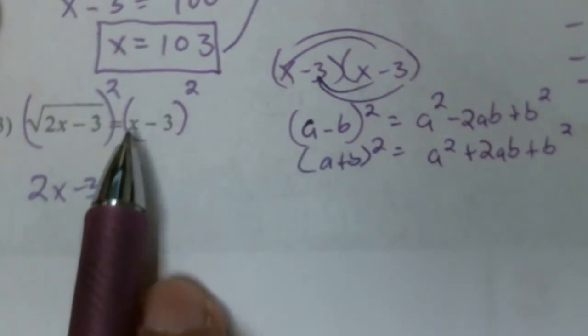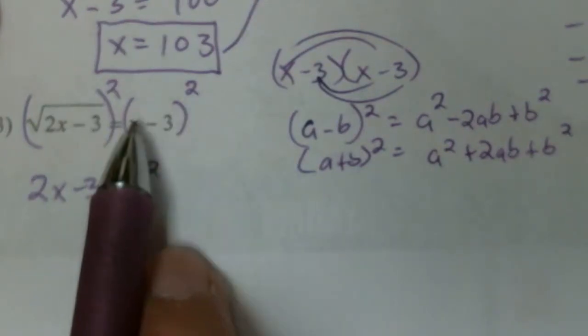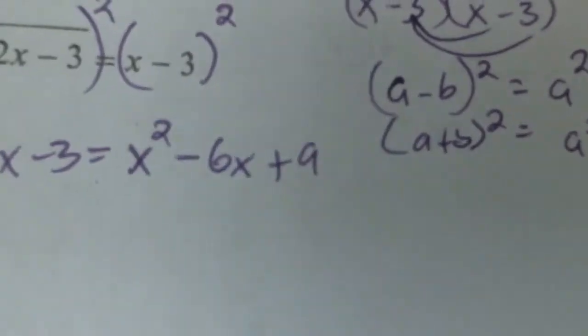All right, so what do we do with that guy? That's my a and that's my b. I square the first term. I multiply a times b. Negative 3 times x is negative 3x. I double that, so that's minus 6x. And then I square the back term. Negative 3 times negative 3 is a positive 9.